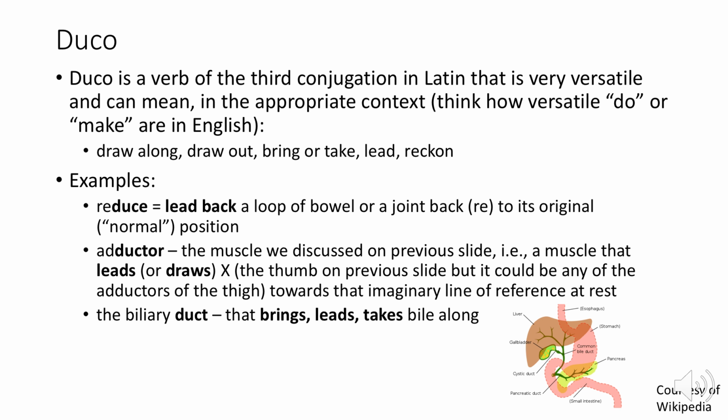Here is renal. Duco is a verb of the third conjugation in Latin. It's very versatile. It can mean many different things like draw along, draw out, bring or take, lead, reckon. Examples in anatomy would be to reduce, meaning to lead back. The re is back. To lead back an errant structure and put it back into its normal position, whether it's a loop of bowel or a shoulder joint. Adductor is the muscle we discussed in the previous slide. And the biliary duct comes from duco, and it's any structure which brings or leads, in this case, the bile along. And you can see in the lower right corner all the ducts: the pancreatic duct, the biliary duct.